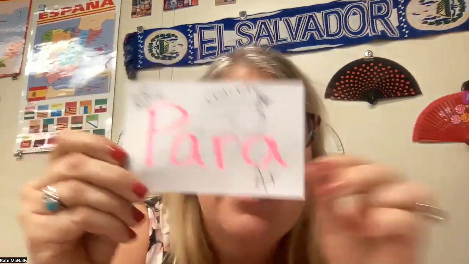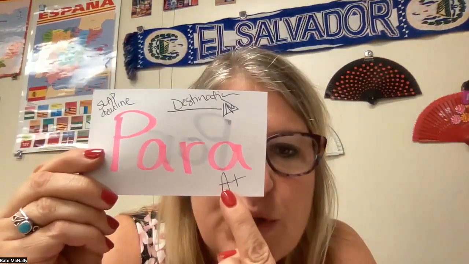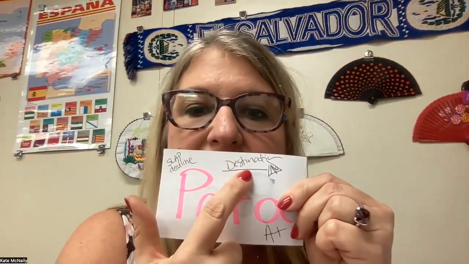Rule number 3, propósito, meta plus an infinitive. This is like in order to. Why do you study? ¿Por qué estudias? Yo estudio para sacar una A. I study in order to get an A. So would you draw an A or an A plus on your para side and think, why? What's the purpose? Destination, deadlines.